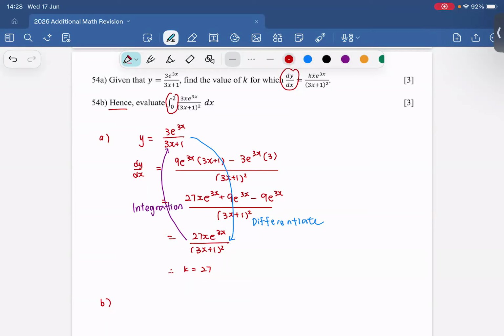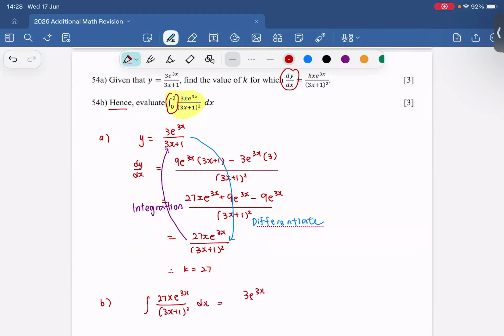So whenever you encounter this question, do not start by looking at what the question wants. Do not look at this first. Do not start at that first. You will always start from your part A because they say hence. You will just say integrate this is equals to this.